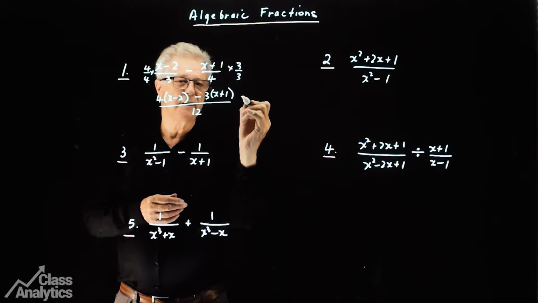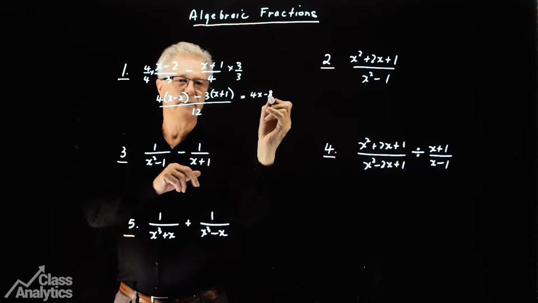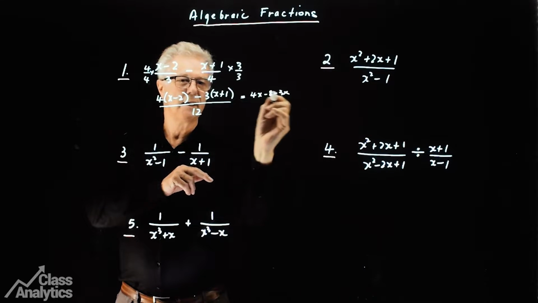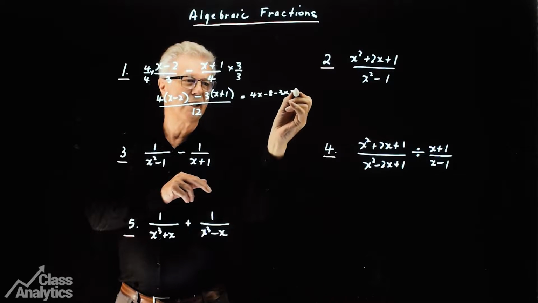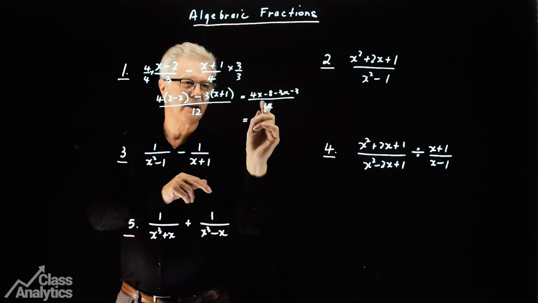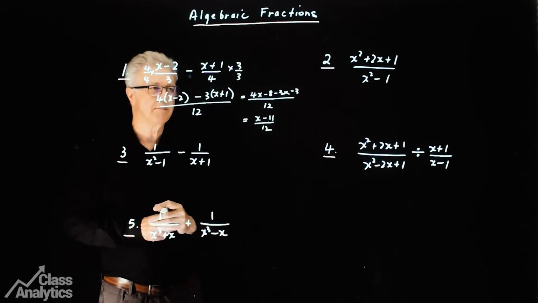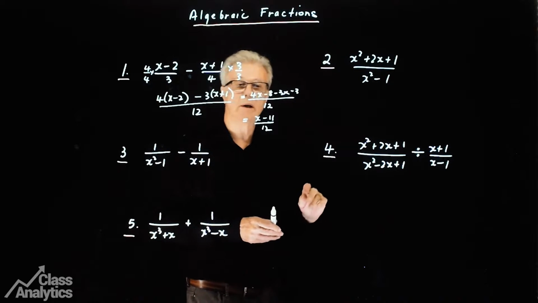Now when you remove the brackets here, I'm going to get 4x minus 8 minus 3x. And this becomes minus 3. The common mistake is people put plus 3 over 12. And of course 4x minus 3x is just 1x. Minus 8 minus 3 is minus 11. That's your final answer.